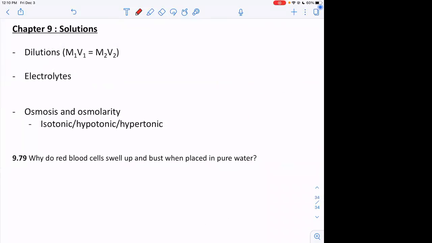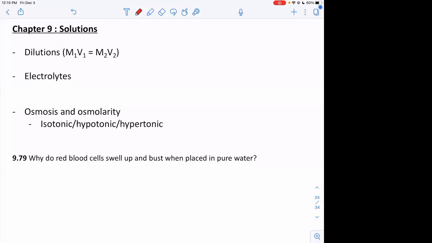Last slide, and we're done. Dilutions, electrolytes, osmosis. Those are kind of the last little topics in chapter 9. Dilutions, you just have that equation. All that this is, I give you 3 of the 4 variables and you solve for the 4th. Okay. So I'm not going to work 100 problems on that, or even 1.